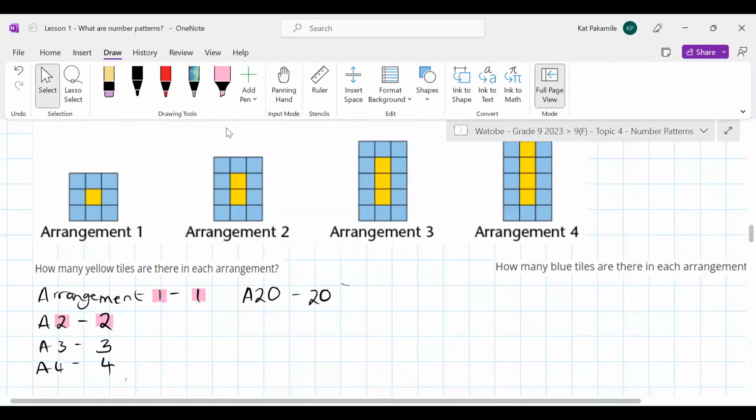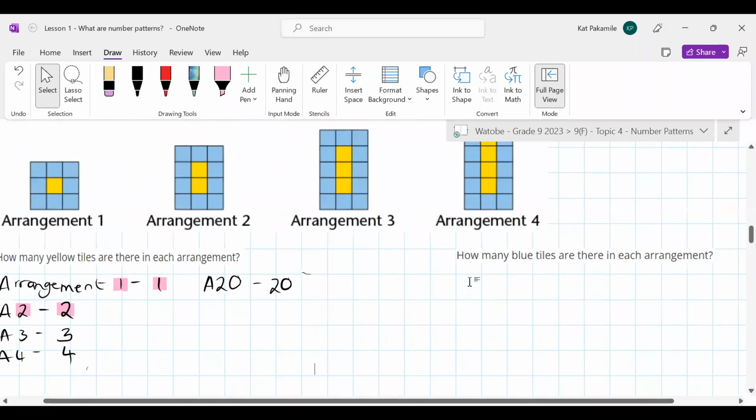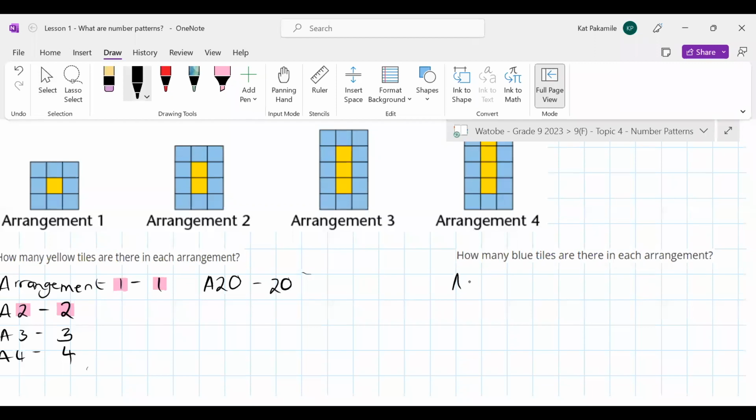You want to do the blue tiles with me as well? Yes, ma'am. There we go. Let's do the blue tiles. Okay. Let me write down arrangement 1, arrangement 2, arrangement 3, and arrangement 4. Okay, arrangement 1. How many blue tiles do we have in arrangement 1? 2, 3, 4, 5, 6, 7, 8. We have 8, ma'am. Beautiful. Okay, let's go to arrangement 2. 10, ma'am. Let's go to arrangement 3.